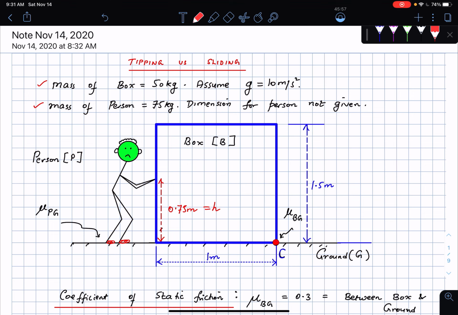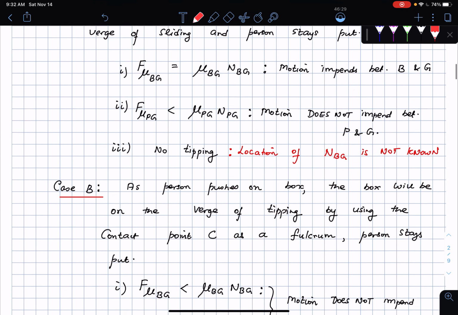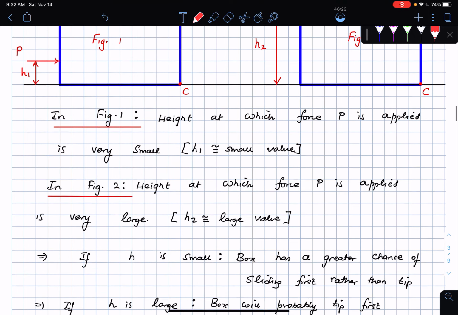A quick recap is that the person is pushing on the box. What is going to happen? What is the minimum force to push the box so as to cause motion to impend? Several cases. One case is the box slides, the person stays put. The second case is the box stays put, the person slides. The third case is the box is going to tip by using the contact point C as the fulcrum, and the person stays put. The fourth case, which we don't consider in this problem because the dimension of the person is not given to us, is that the person can tip and the box will stay put. We go through the different rigmarole of finding this minimum height H, as I have shown here.